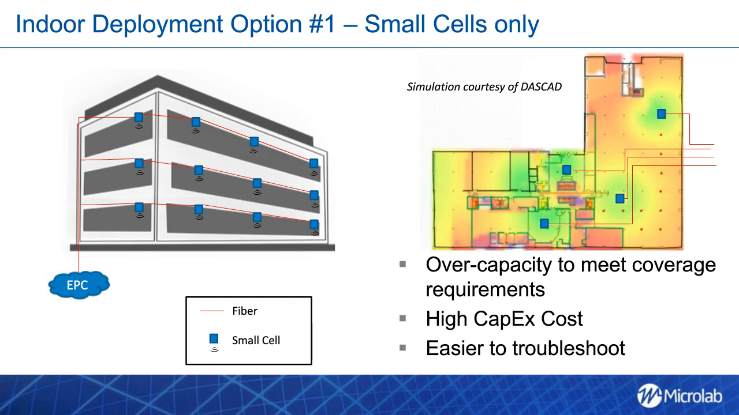The benefit of this deployment is capacity. The disadvantage is that it is most likely well over capacity requirements to meet the coverage needs due to things like stairwells, elevator shafts, or other impediments to RF signals that require a higher number of radio nodes. Additionally, a small cell would be required for each carrier, which means completely parallel infrastructure. So in this deployment, there is a high CapEx cost, but it can be easier to troubleshoot as you have intelligence all the way to the end node.